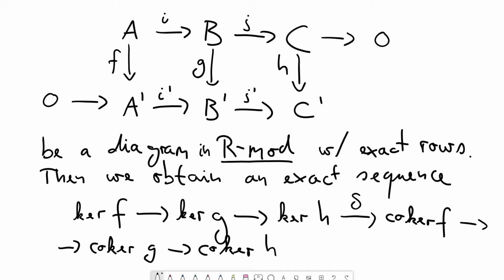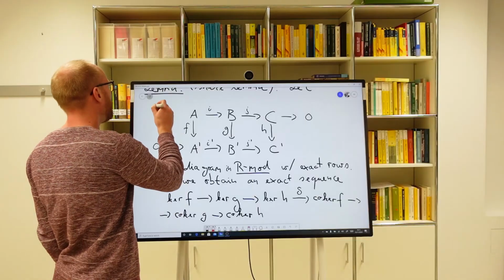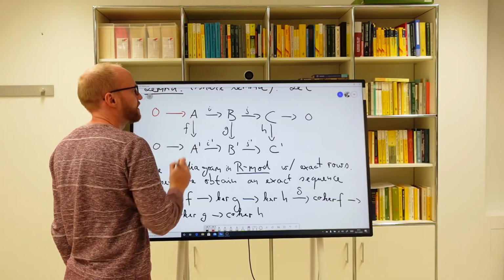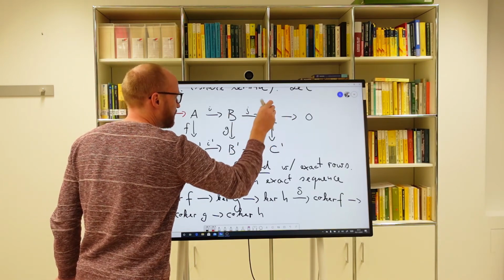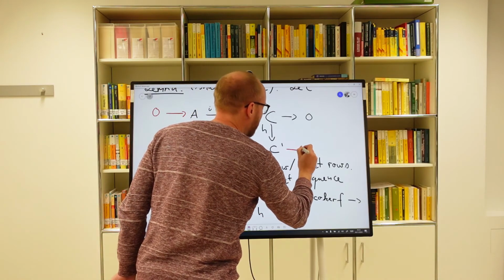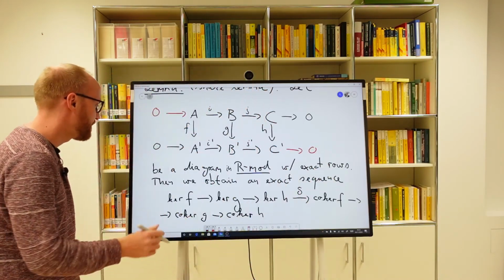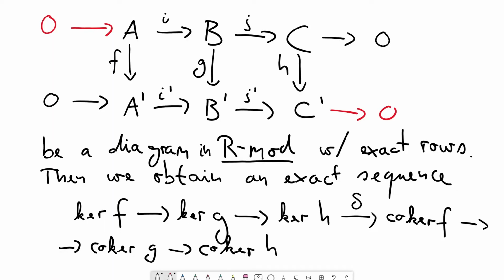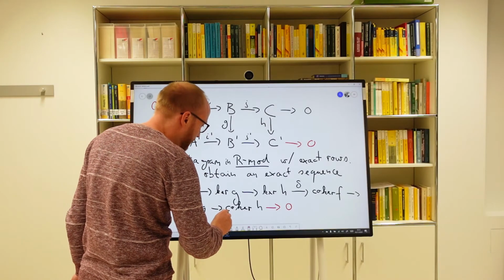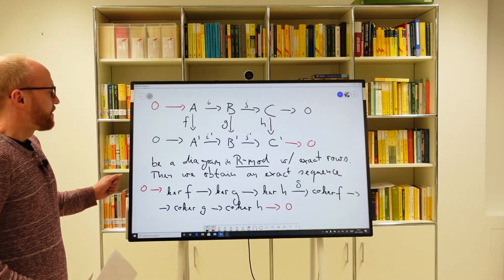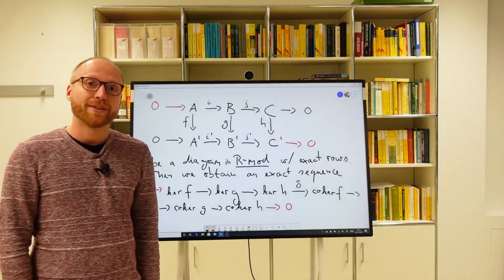And the snake lemma has a second part. Namely, if we in addition require that there's another 0 here, such that this row is still exact, and yet another 0 here, such that the lower row is still exact, then we also gain something more. Namely, then we can extend this exact sequence by a 0 in the beginning and by a 0 in the end. So we additionally obtain that this morphism here is injective and this morphism here is surjective. Okay, so far so good. That's the statement of the snake lemma.